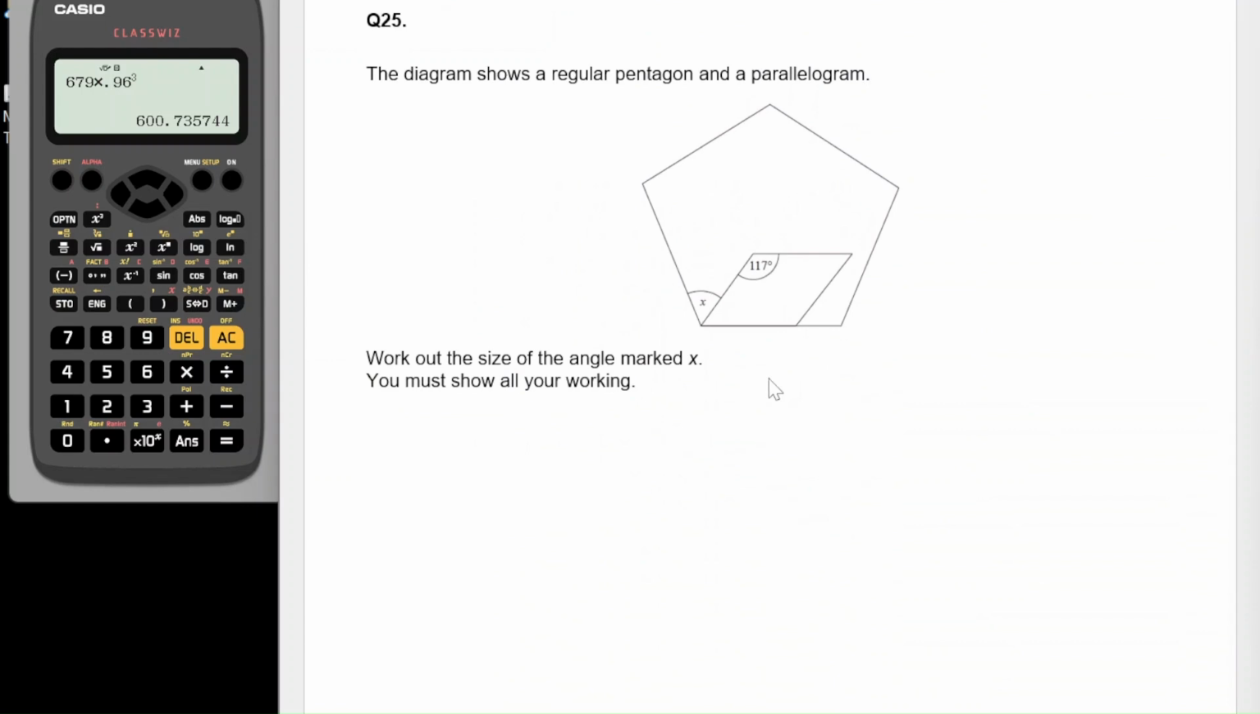Question 25. The diagram shows a regular pentagon and a parallelogram. Work out the size of the angle marked with the X. You must show all your working. We don't need to give reasons, but I'm going to start by working out that angle there. I'll call it Y for now. So Y is going to be equal to 360 divided by the number of sides, so divided by 5, which will be 72. So that angle there would be 72.